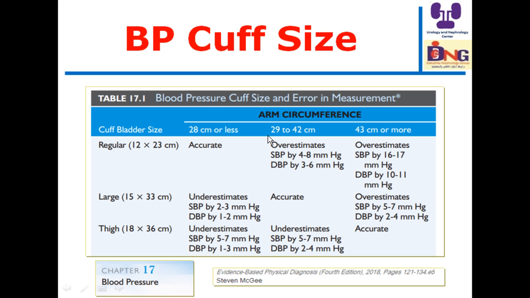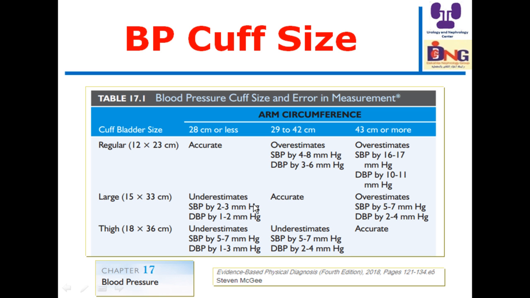But if the arm circumference exceeds these values, between 29 and 42, 43 or more, you can find overestimation of the blood pressure by using this smaller cuff bladder size. If you use this large bladder size, 15 by 33 centimeter, it will be very appropriate and accurate for the arm circumference between 29 and 42 centimeter.